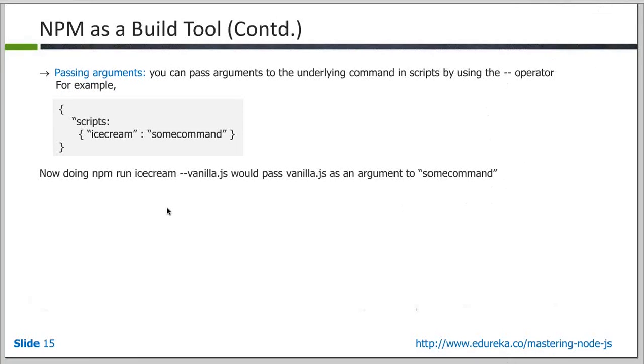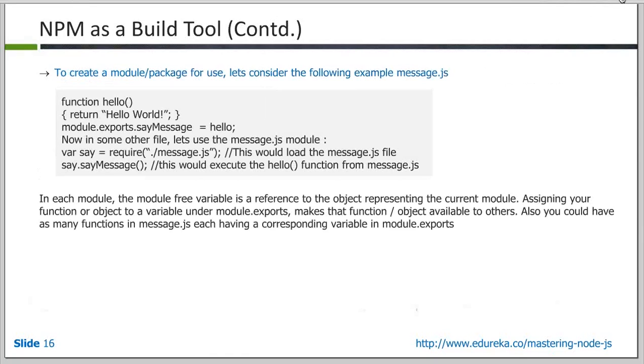So now you can do npm run ice cream -- vanilla.js. So this vanilla.js will get passed as an argument to the sum command. So you can actually do this: npm run and the name of the script, and then you can pass in an argument. So this argument can be passed to this. So as I told you, when you are working with the MEAN stack, when we have our own package.json for setting up the base package, then we are going to use these commands for building the application.